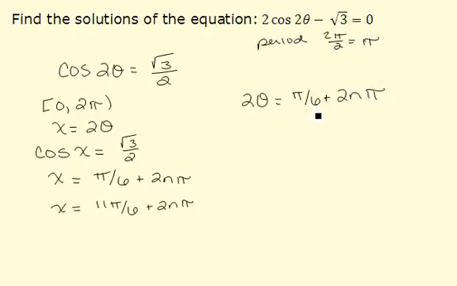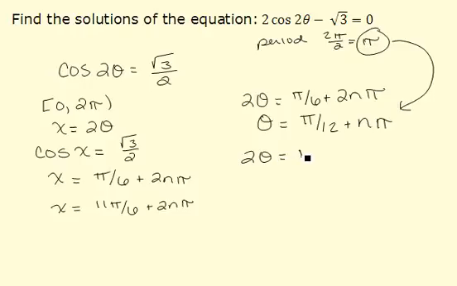So we want 2 theta to be equal to pi over 6 plus 2n pi. That gives us theta is equal to pi over 12 plus n pi, dividing both terms by 2. Notice we are getting our period of our original function. We also want 2 theta to be 11 pi over 6 plus 2n pi, again dividing everything by 2. I'm going to get 11 pi over 12 plus n pi.